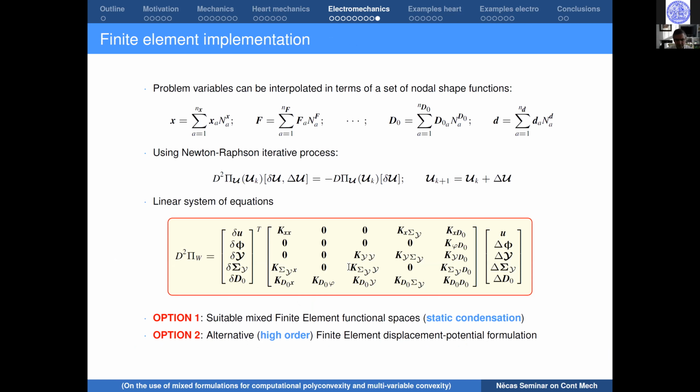Finite elements, again, we're going to be looking at interpolations for the different fields, standard nodal basis. There will be a Newton-Raphson, so we will have to invert a tangent operator as appropriate. And in the context of this research, we look at two formulations, one using mixed finite elements, using appropriate static condensation, and the other one using high order finite elements. So we were not looking for enhanced fields, but we're looking for a higher order interpolant for the displacement and potential.